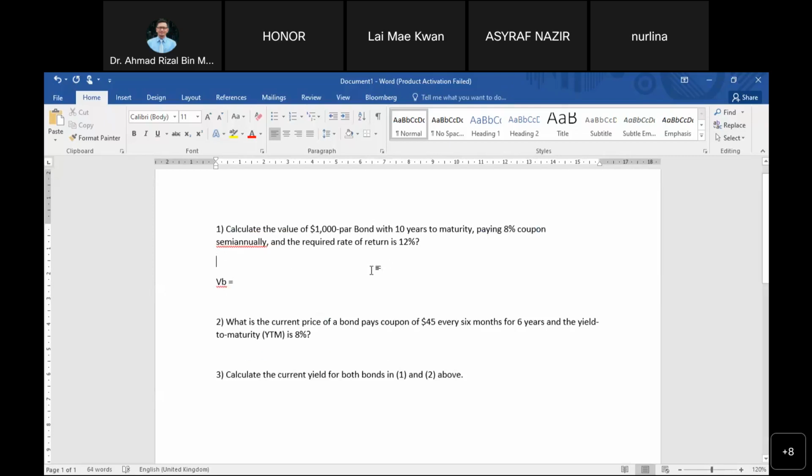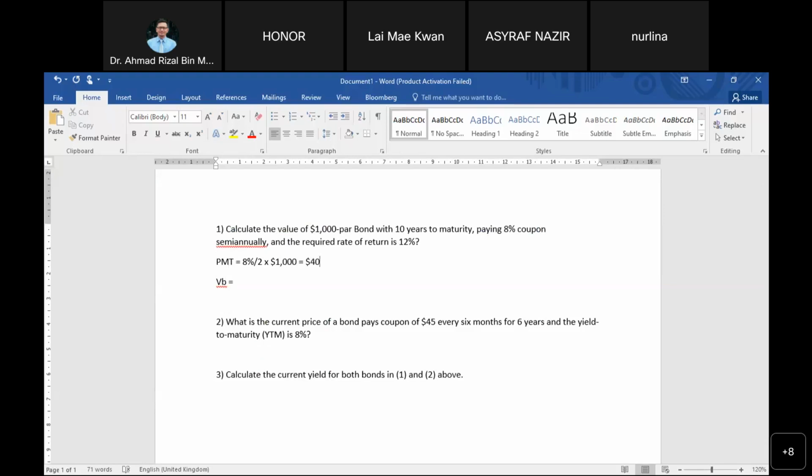Okay. This is a semi-annual. So if semi-annual, you need to be very careful. First you have to establish the PMT, which is the 8% coupon. But since this is semi-annual, you have to divide by 2 before you multiply with the par value. So your PMT would be $40, not 80.